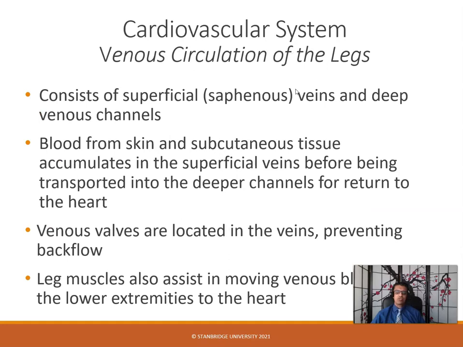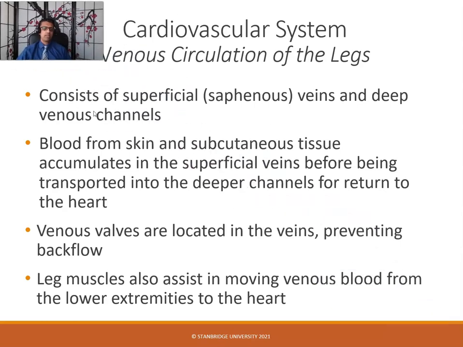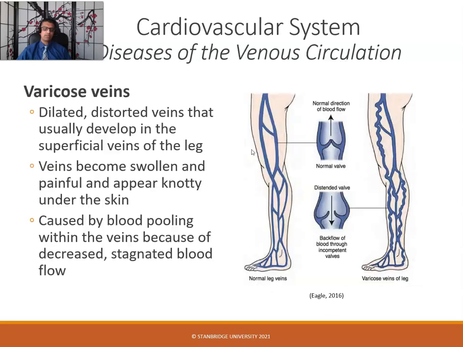Cardiovascular system, venous circulation of the legs. Now we did arterial, now this is venous. So let me see if I can put myself here again, there we go, that's out of the way. It consists of superficial saphenous veins and deep venous channels. Blood from skin and subcutaneous tissue accumulates in the superficial veins before being transferred into the deeper channels for return to the heart. Venous valves are located in the veins, preventing backflow. Leg muscles also assist in moving venous blood flow from the lower extremities to the heart.